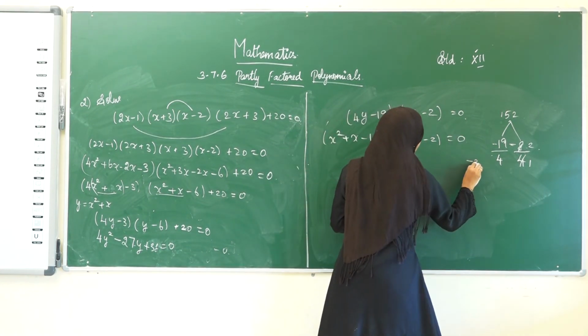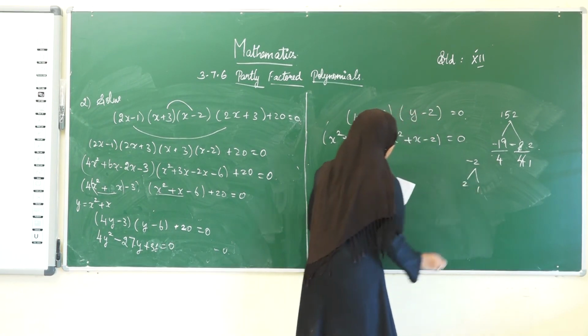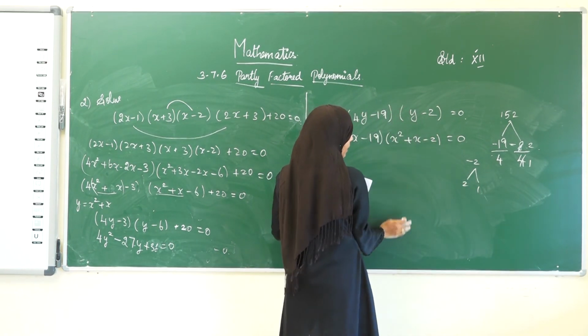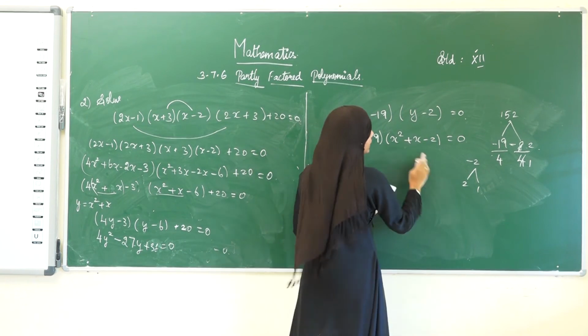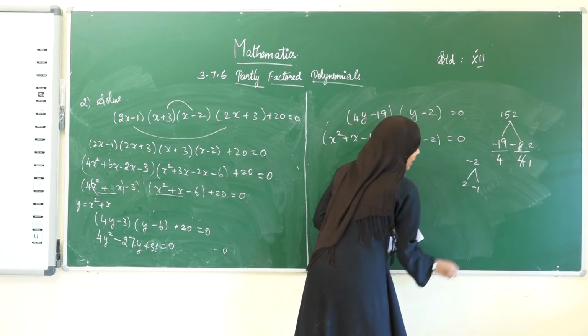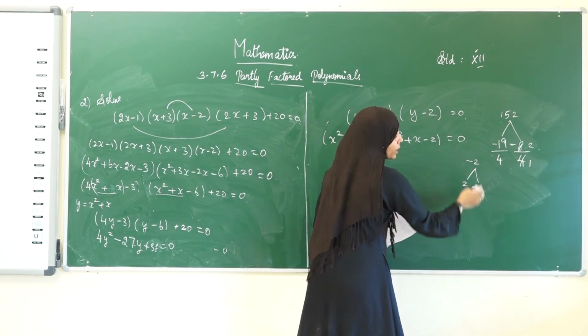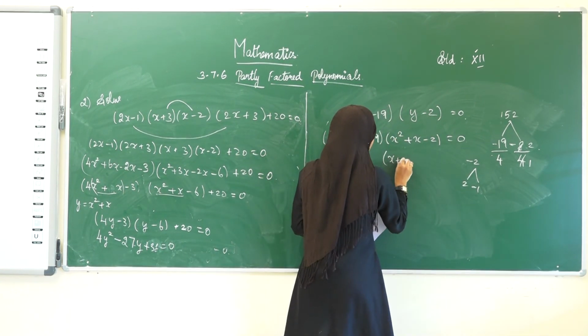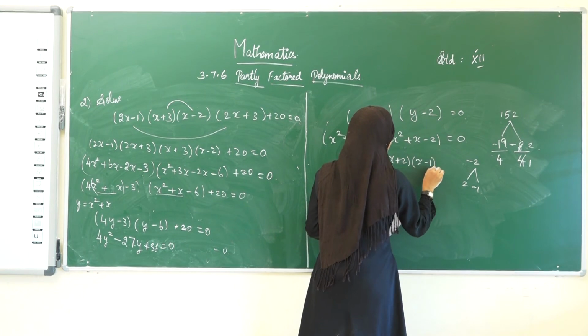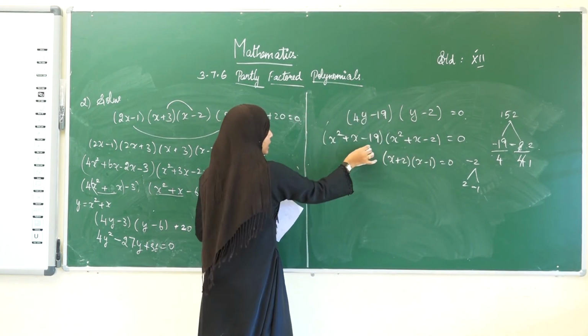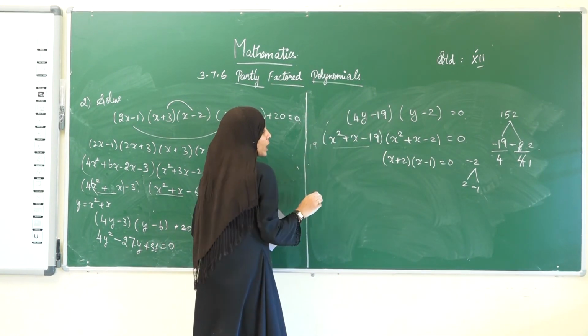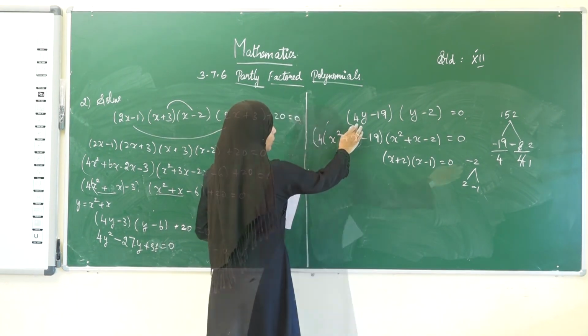See, minus 2 into 1. We should get minus 2, but the value when adding this is only 1. Therefore, we are going to add minus here. When we add this, we get plus 1. When we multiply this, we get minus 2. So, this can be written as (x plus 2)(x minus 1) equal to 0. See, this term, 19, we can't solve this by factoring. We are going to multiply.